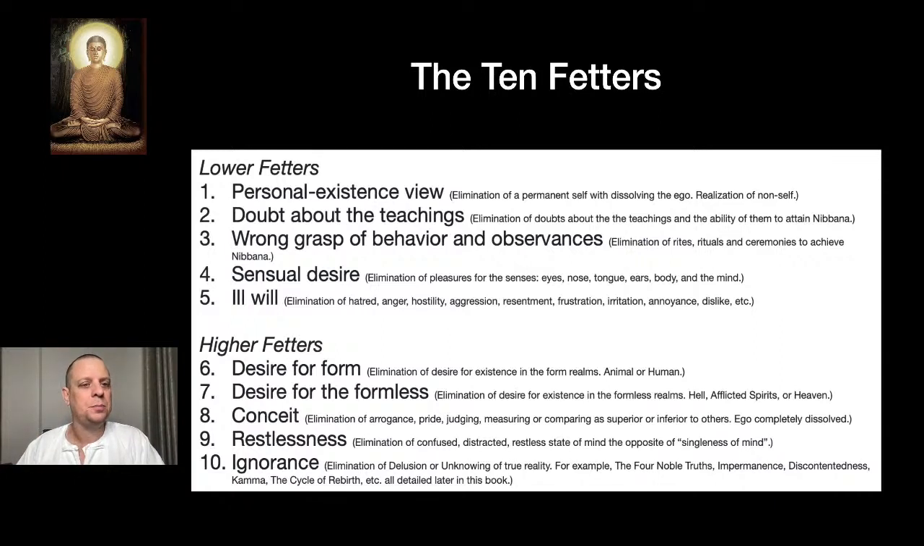This third one we call wrong grasp of behavior and observances. What this one is about is if the mind believes that rites, rituals, ceremonies, and worship are going to lead to enlightenment, then the mind will never attain enlightenment because it has the wrong grasp of behaviors and observances. It thinks that rites, rituals, ceremonies, and worship are what's going to create a better life for you. And rites, rituals, ceremonies, and worship are not going to change the condition of the mind.